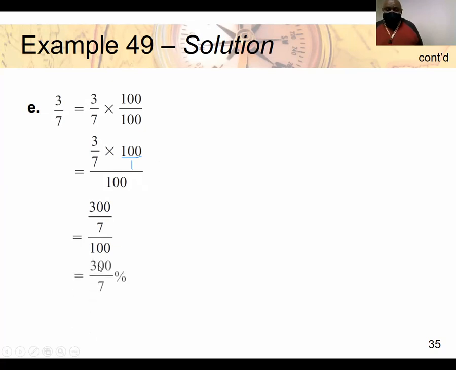Now they converted that to 300 over 7 with a percent sign. And then they converted 300 over 7 to a mixed number by dividing 7 into 300, which would be 42 with 6 left over. So it'd be 42 6/7%. Okay. All right. Any questions about part E?